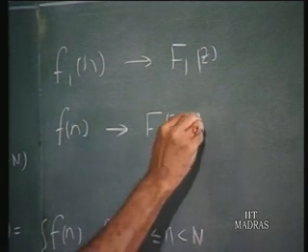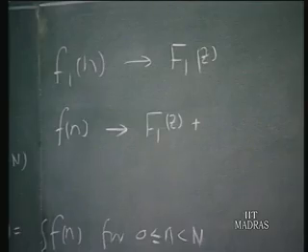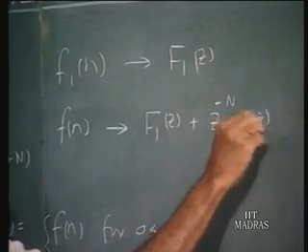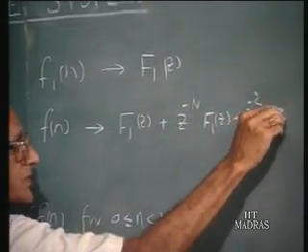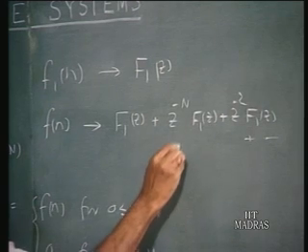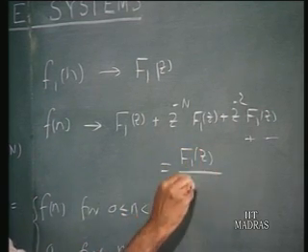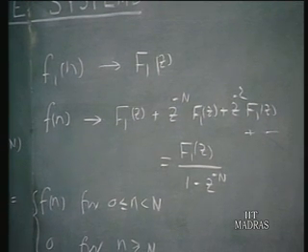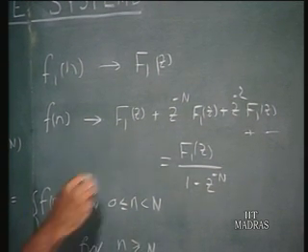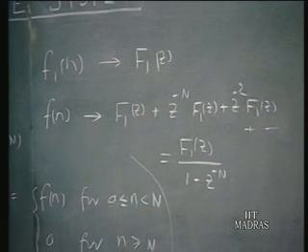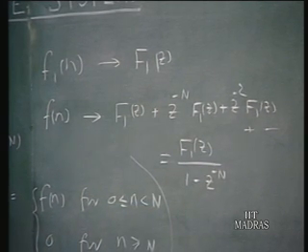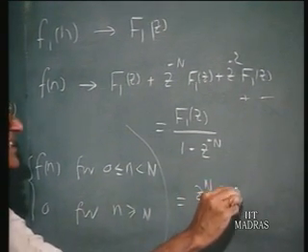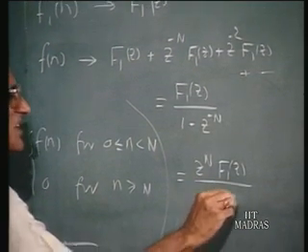The next cycle of samples for the next period will be z to the power minus N F1 of z, plus z to the power minus 2N F1 of z, etc. Therefore, this will be F1 of z divided by 1 minus z power minus N. So that is what we have. It is very similar to what we had in the case of continuous time systems, where you have 1 minus e to the power of minus sT. In this case, this can be further written as z to the N times F1 of z divided by z to the N minus 1.